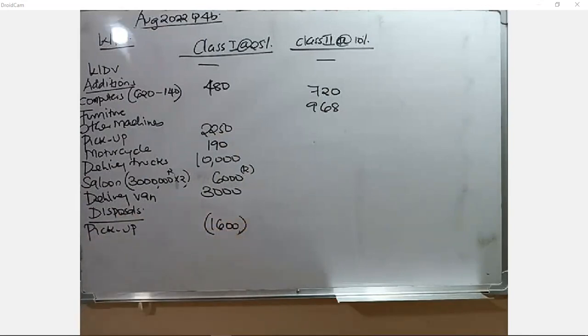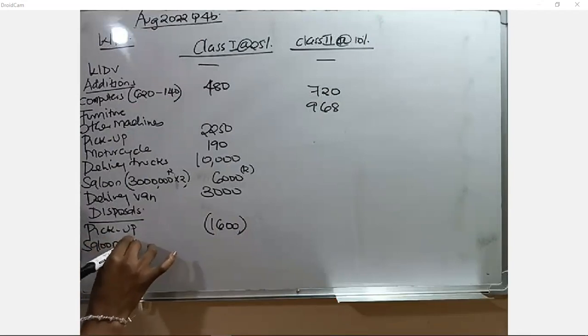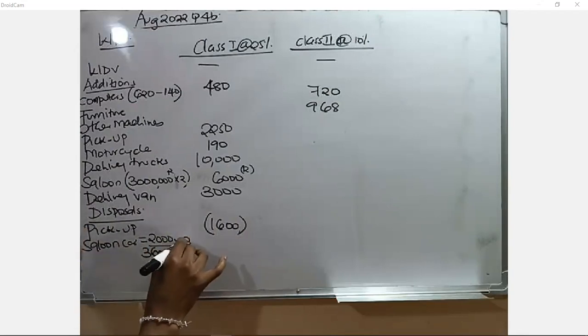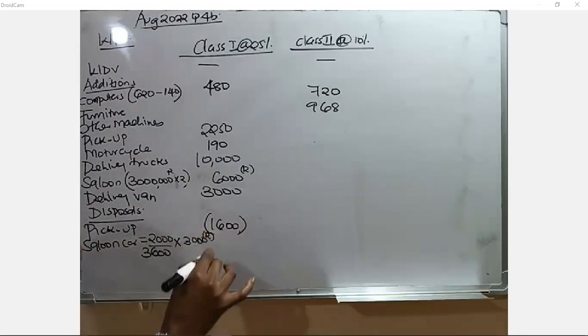Now the other one is the saloon car. We have been told there was a compensation for the saloon car. This is how you normally do the disposal of a saloon car in case of restriction. You take the value that this vehicle was sold or compensated with. In our case, the saloon car was compensated with 2,000, right? You divide by the original cost of that saloon car, which was 3.6. Then we multiply by the restriction value, which is 3,000 now, based on my figures.